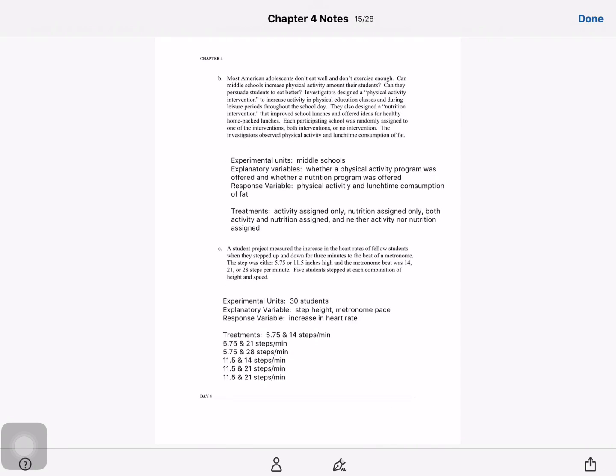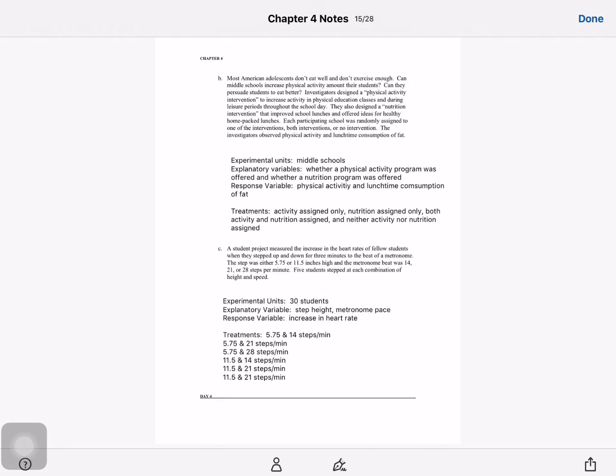And then on part B, we are looking at middle schools. Those are our experimental units. The explanatory variable is whether a student has a physical activity program or a nutrition program offered. The response variable, then, is the measured amount of physical activity and the lunchtime consumption of fat. The treatments that could be assigned to the students in the middle school are as follows. We could do activity assigned only, nutrition assigned only, both activity and nutrition, and then we would have our control group where they have neither activity nor nutrition assigned.